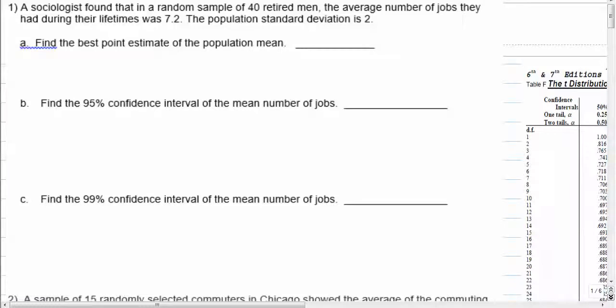Okay, here we go. Once again, look at the particular problem, try to work the problem out, then watch the video and let's compare answers, right? You can always stop the video.